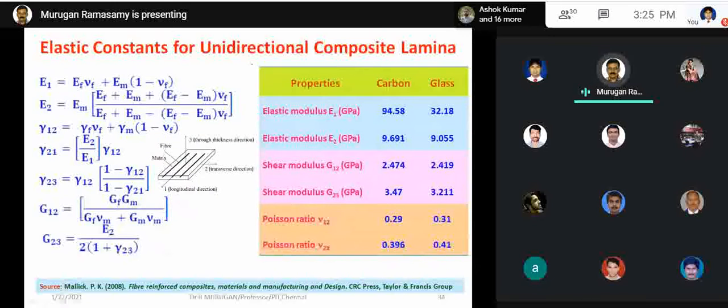So here, in the composite textbook by P.K. Mallick, a very famous author, he has given how to evaluate the elastic constants for a composite laminate which is unidirectional. Unidirectional means the fiber will be in only one direction; in the transverse or perpendicular direction, no fiber will be there. So this is called the unidirectional lamina.